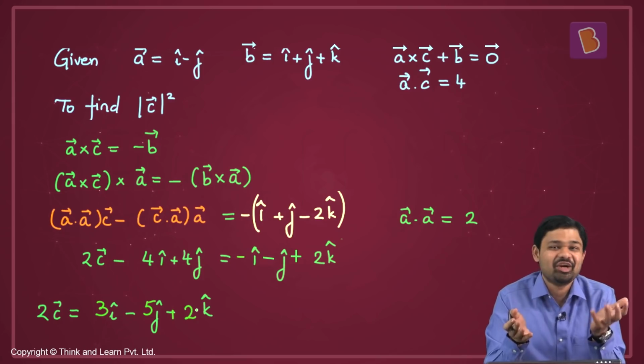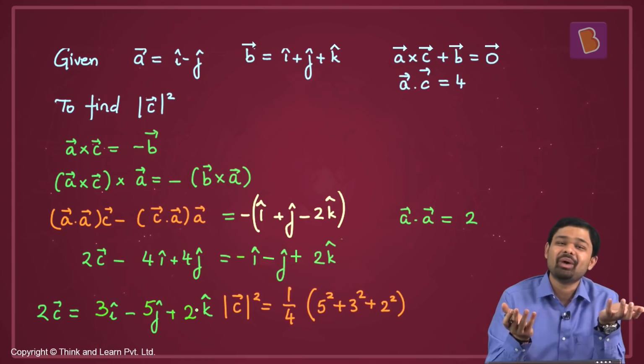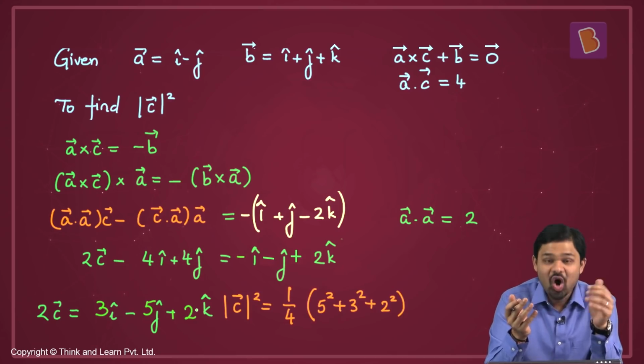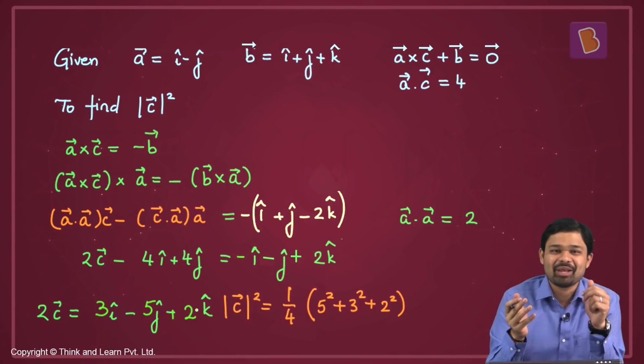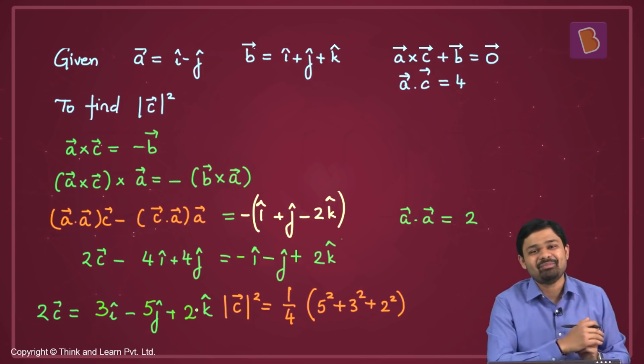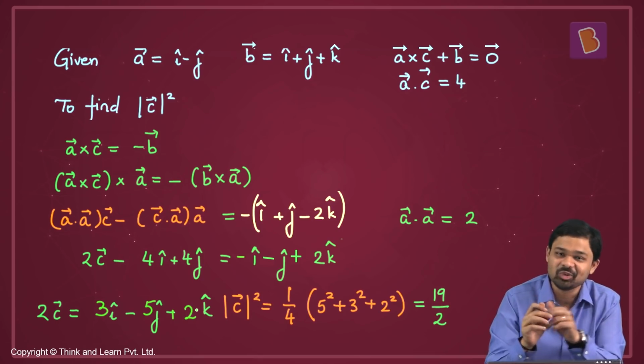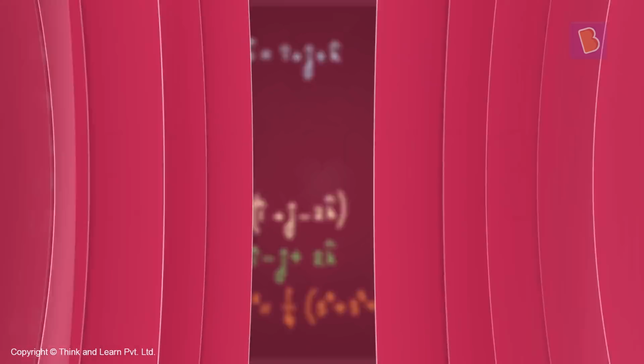And I just need to find out what is the magnitude of C and then square it. The magnitude of C square will be 1/4 of 5 square plus 3 square plus 2 square, which turns out to be equal to 38 divided by 4. 38 divided by 4 will simplify to 19 divided by 2, given in option A.